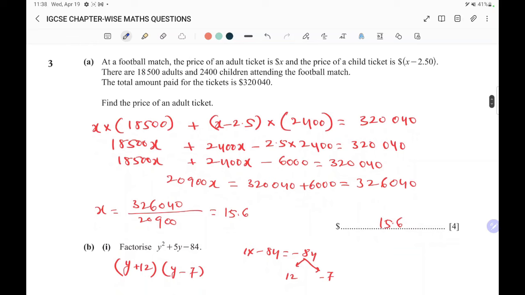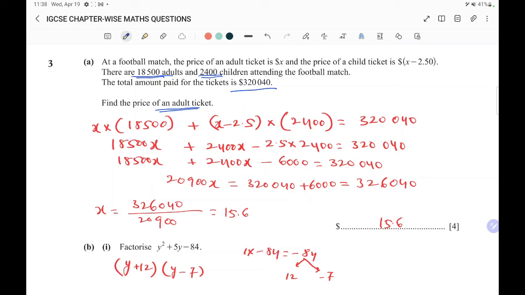Now come to the next question, that is question number 3. At a football match, the price of an adult ticket is $X and the price of a child ticket is X minus $2.5. There are 18,500 adults and 2,400 children attending the football match. The total amount paid for the tickets is $326,040. The price of an adult ticket we need to find.